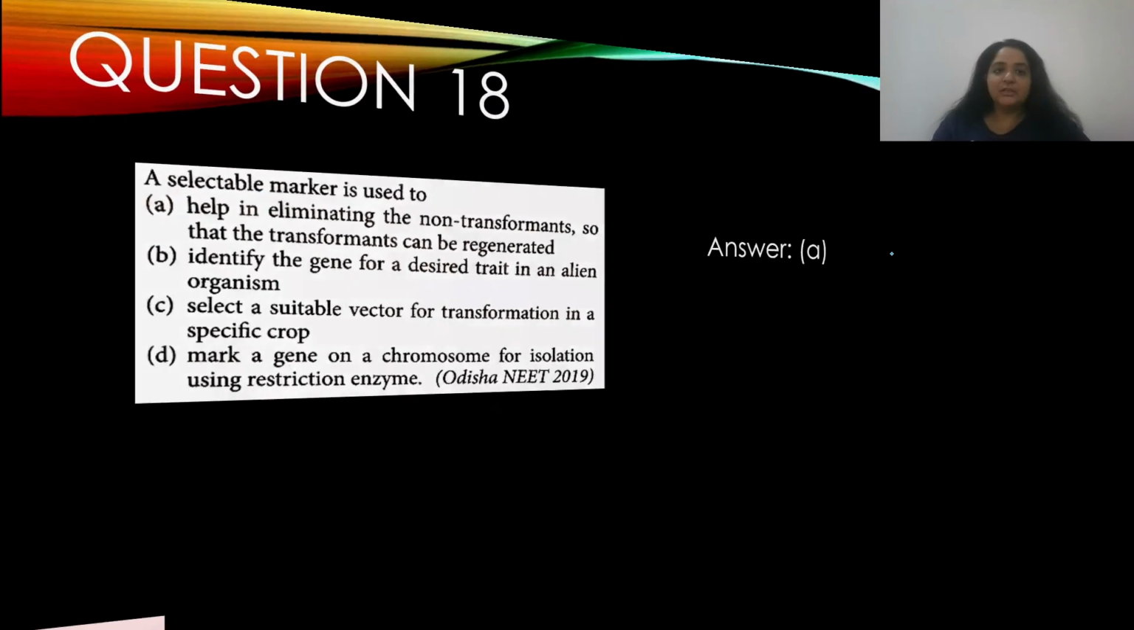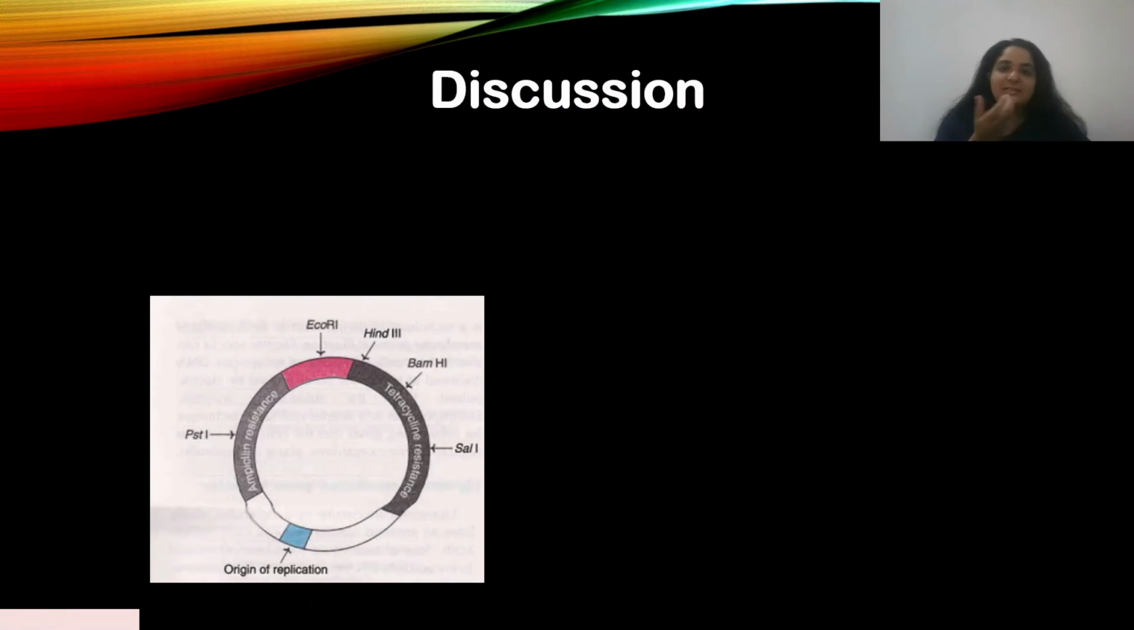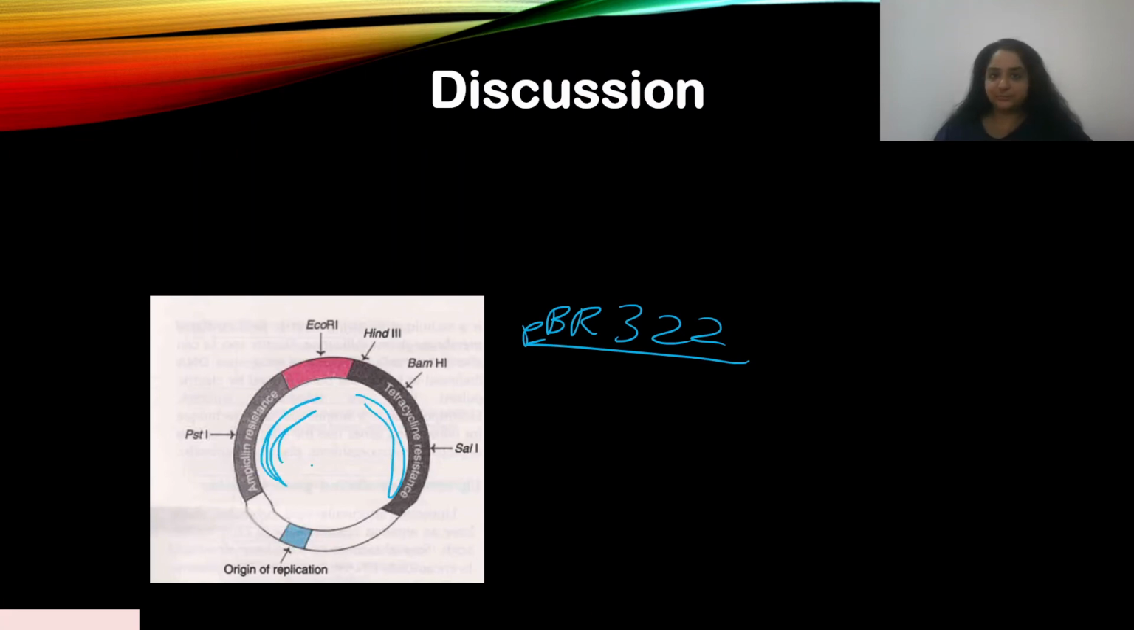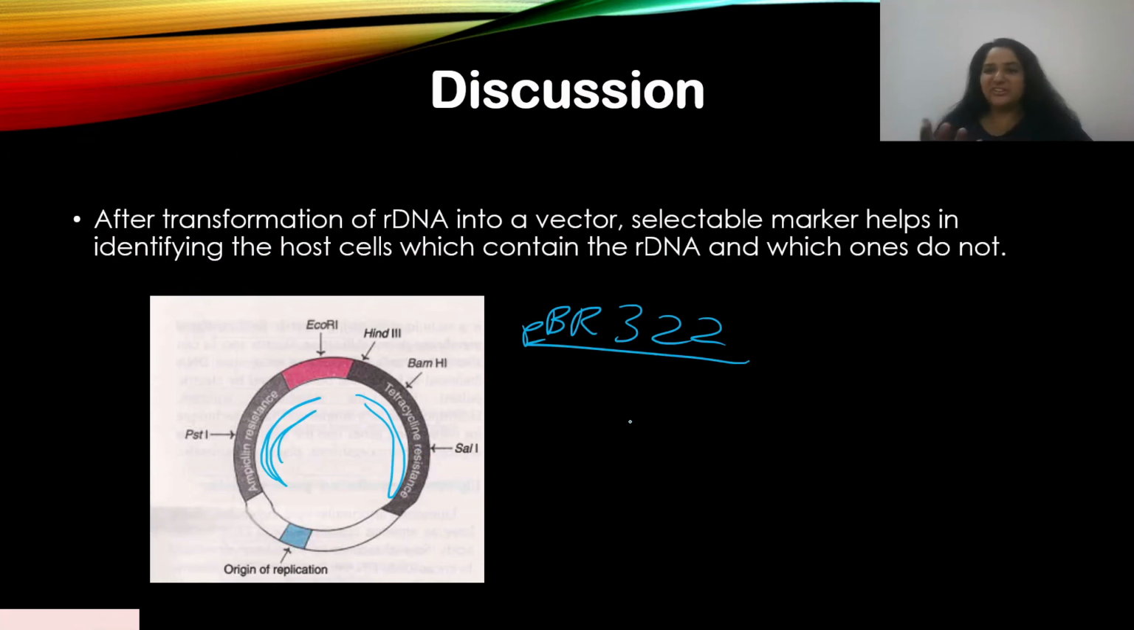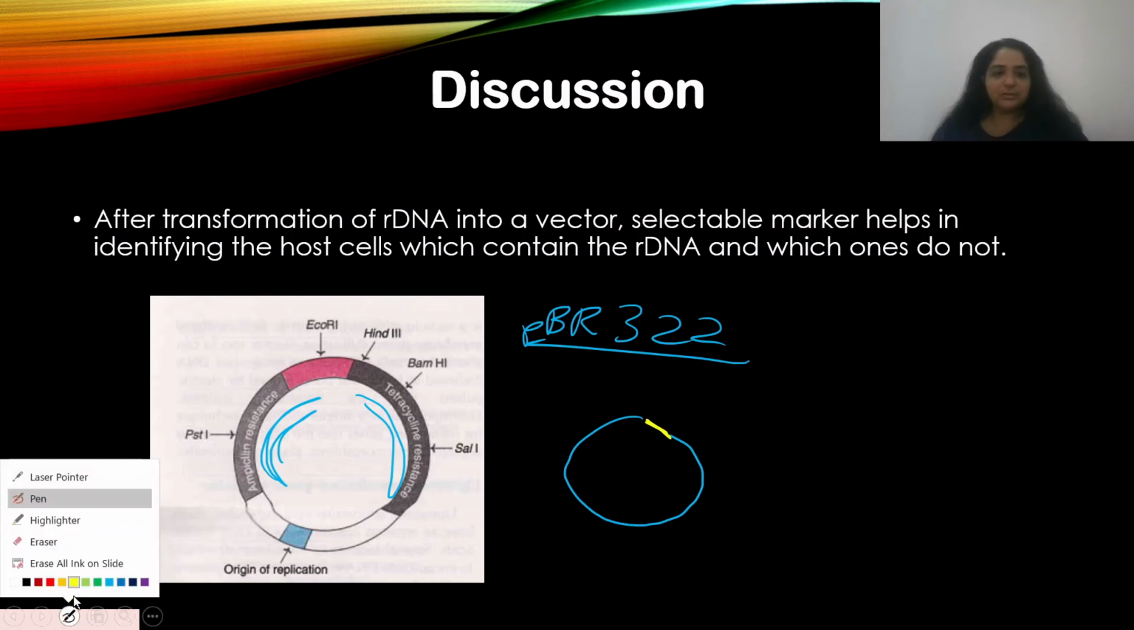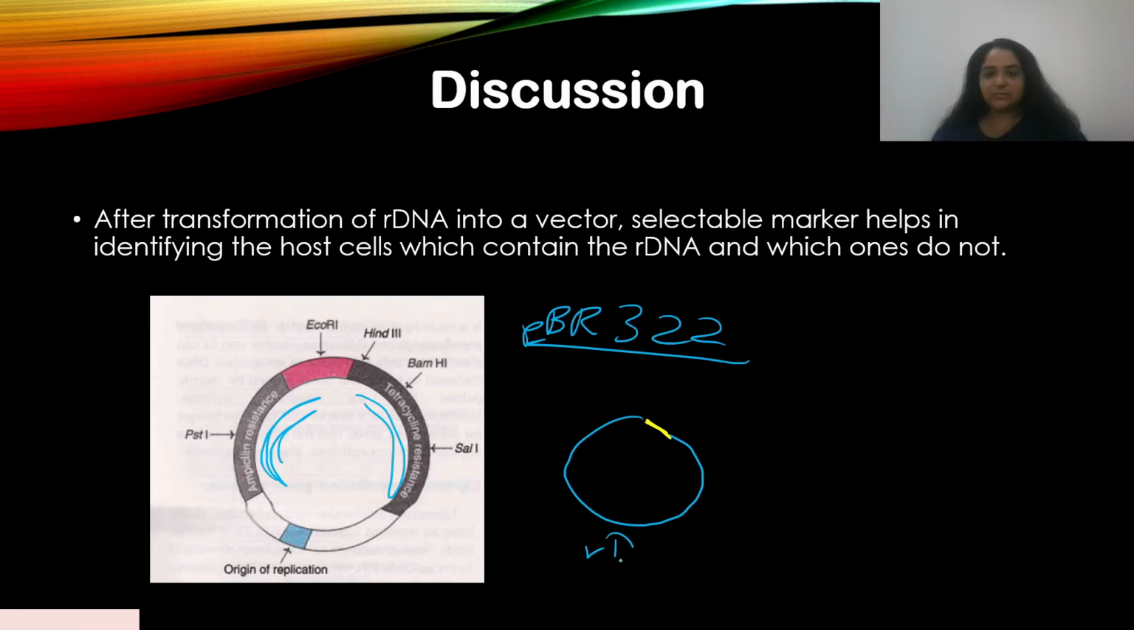So a selectable marker helps in eliminating the non-transformants so that the transformants can be regenerated. The answer is A. Now, one of the qualities that a vector should have is a selectable marker. In the case of pBR322, it has a tetracycline resistance gene and an ampicillin resistance gene. We already discussed the steps of genetic engineering. Let's say you already have an rDNA molecule ready, with your gene of interest, the yellow part over here.